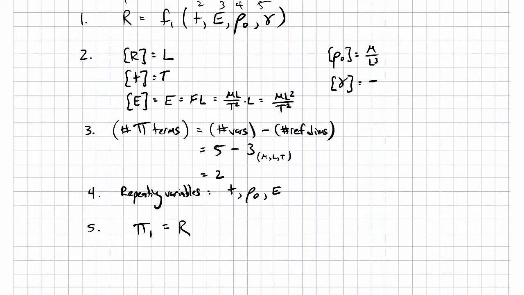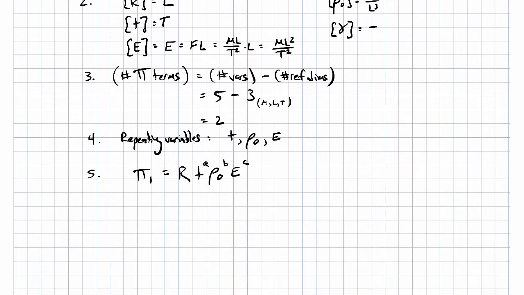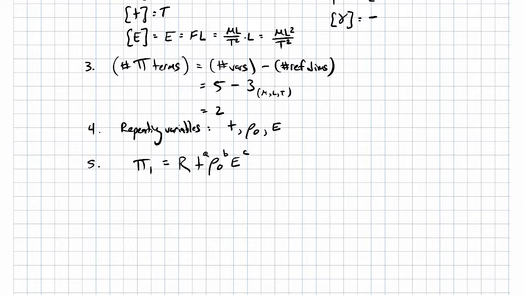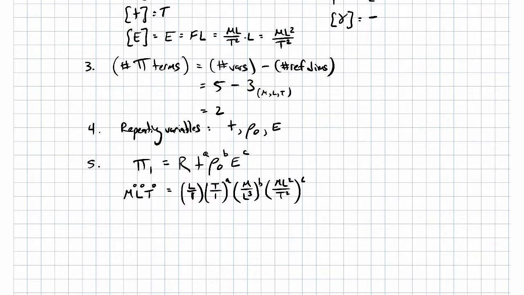So it'll be r times t to the a, rho naught to the b, and e to the c. We'll express that in terms of our dimensions. So on the left-hand side, it'll be mass, length, time, each raised to the 0 power, because anything raised to the 0 power is equal to 1, so it's dimensionless. Dimensions of r are just length, so L, t is just time raised to the a, density is mass over length cubed raised to the b, and the energy we said was mass length squared over time squared raised to the c. And then we'll go ahead and look at each of those dimensions separately.